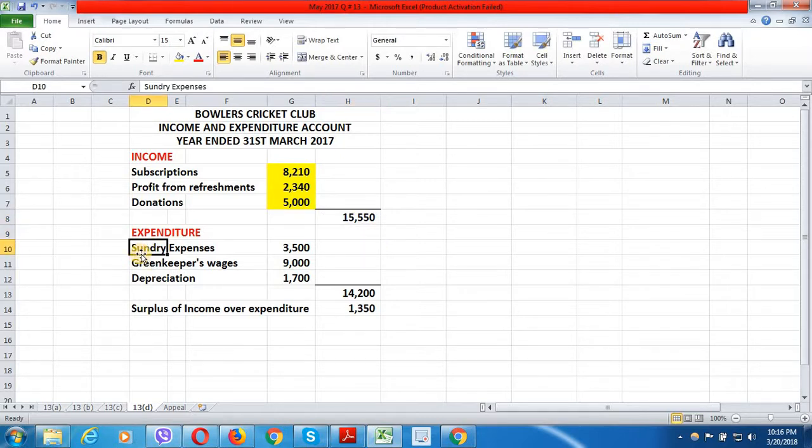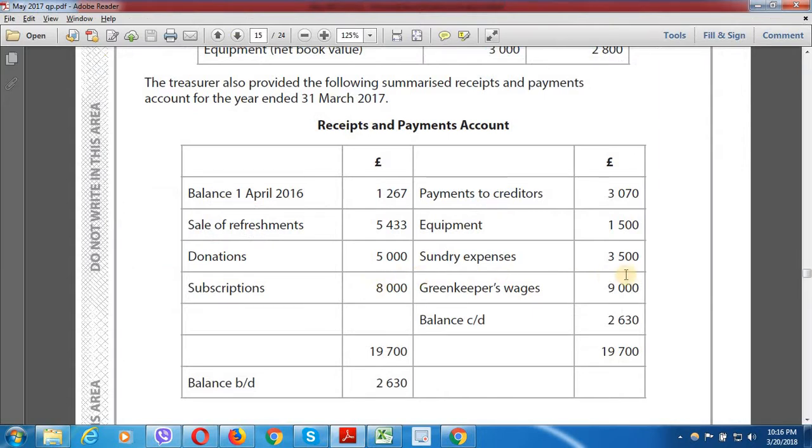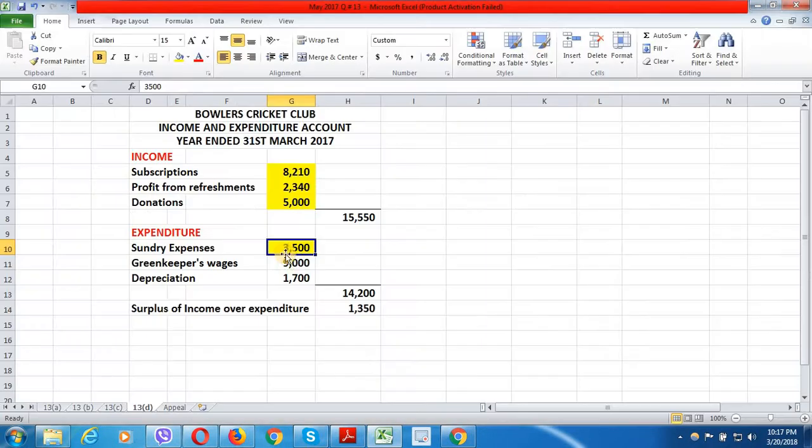Then comes the expenditure part. The first item of expenditure is sundry expenses, that is 3,500. Then comes the greenkeeper's wages, £9,000.